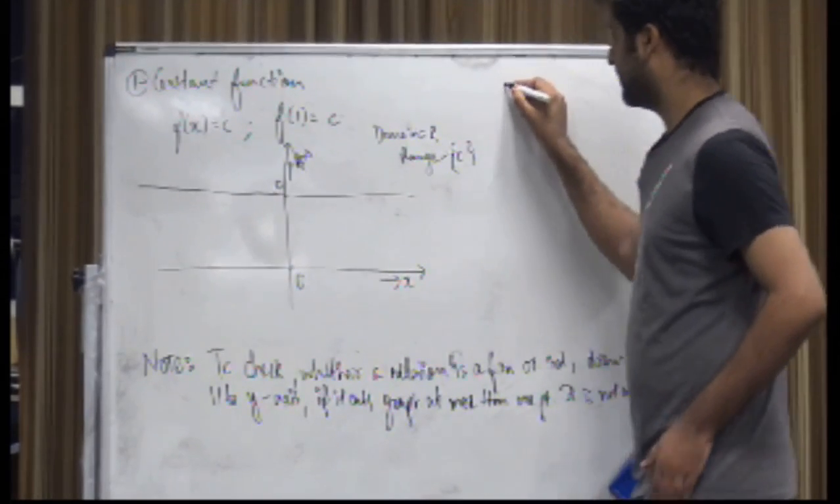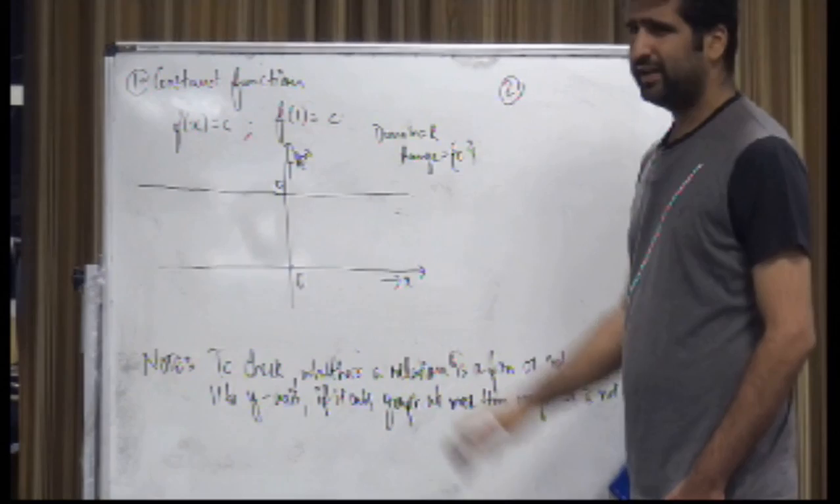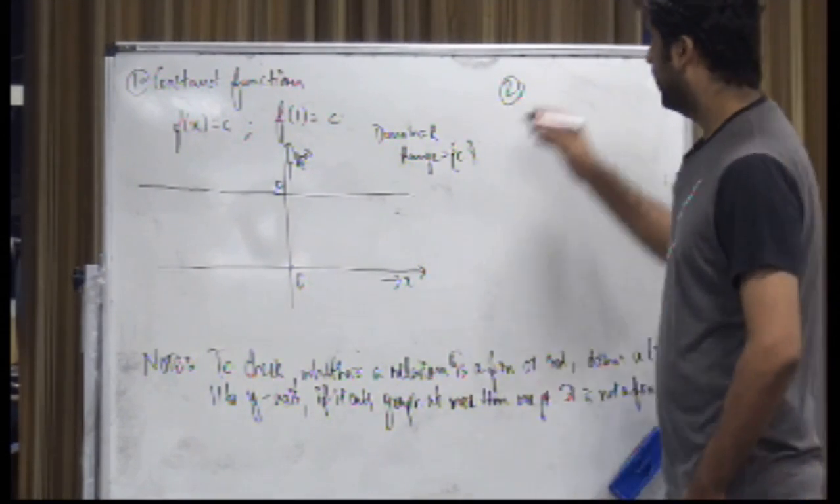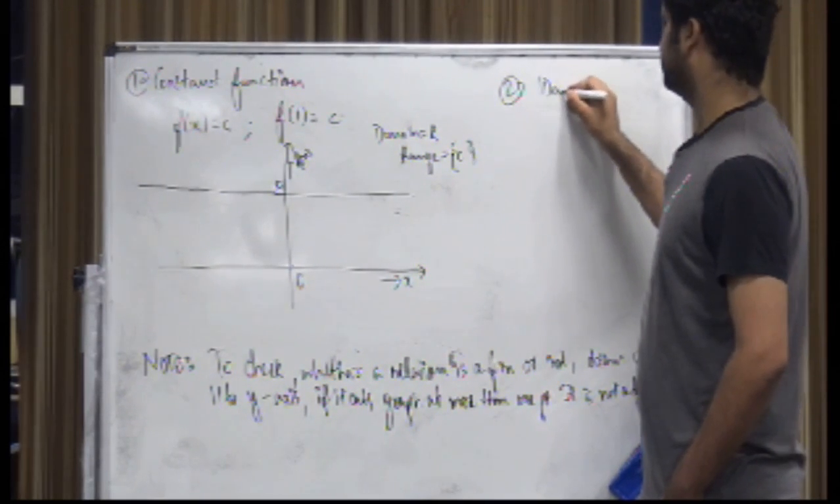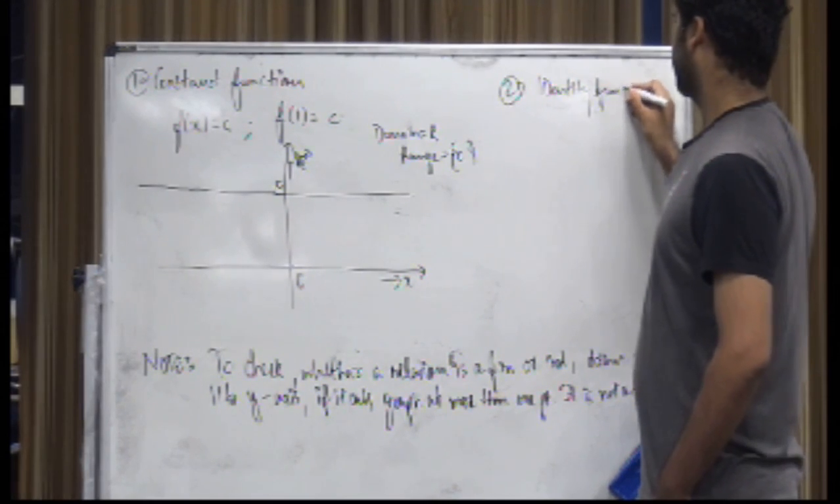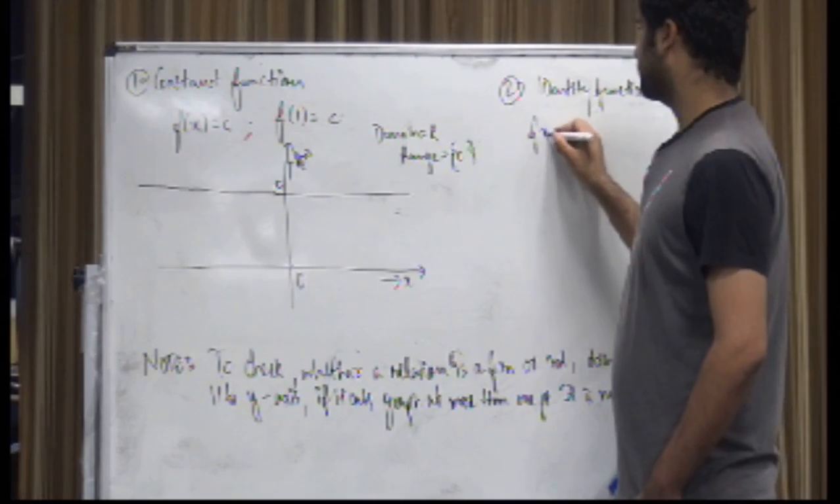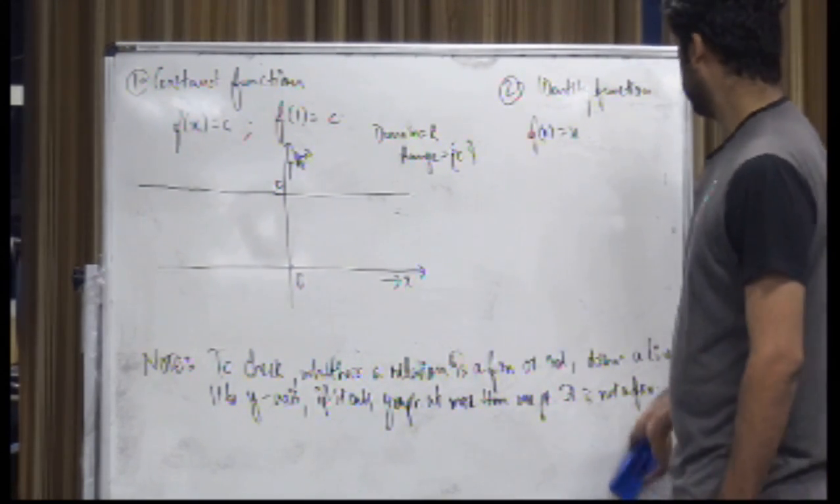Okay, codomain can vary. It can vary from question to question. So next is the identity function. The identity function is f(x) is equal to x. So just make the graph of this function f(x) is equal to x.